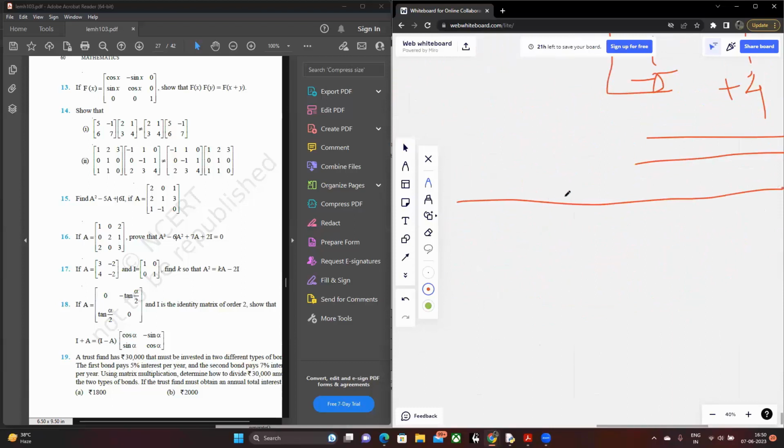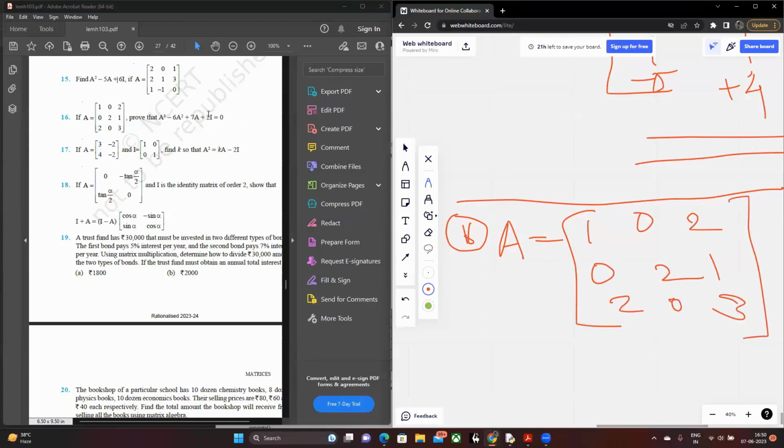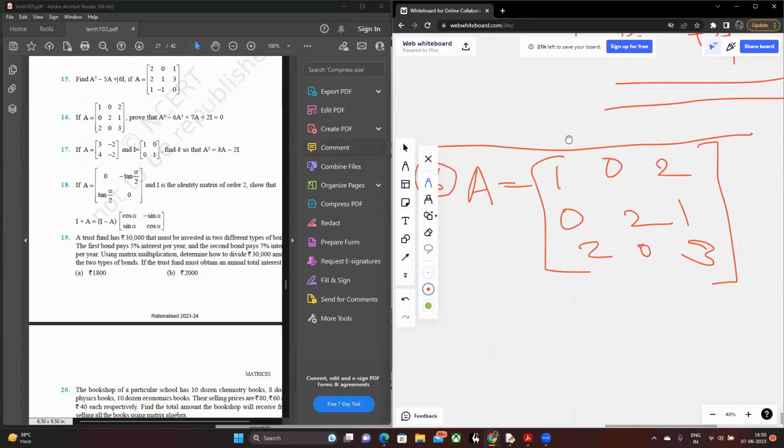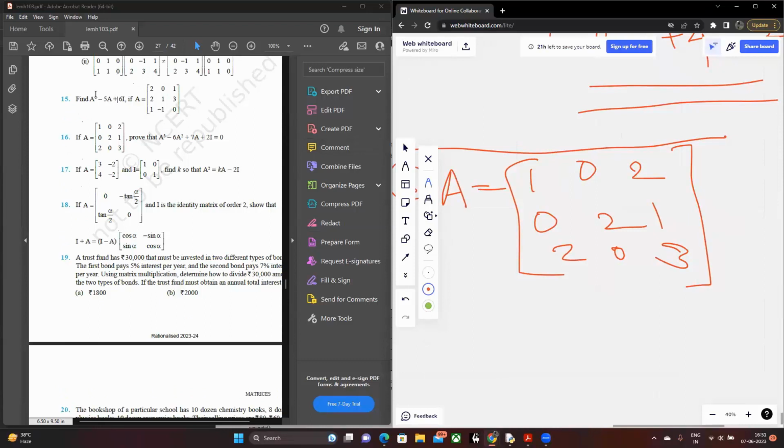Question number 16. If A is the matrix 102, 021, 203, prove that this expression is 0. First things first, note that you cannot factorize this into (A minus 2I) into (A minus 3I) and do it. You can't do that. I'll let you find out why, and figure out if and when you can. But generally, you should not rely on that method to find the final answer. Just saying that.